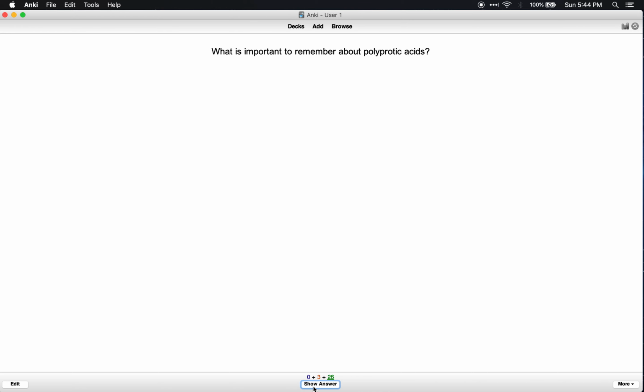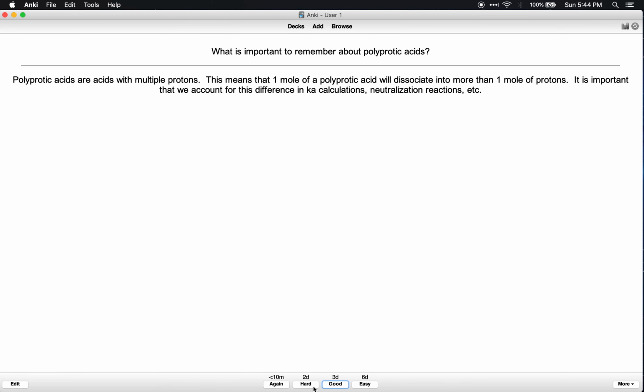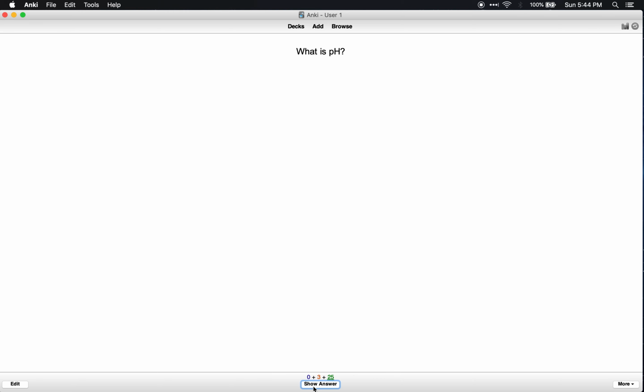Polyprotic acids can dissociate more than once, so 1 mole of polyprotic acid would dissociate into more than 1 mole of protons. pH is the negative log of H plus. What parameters define the strength of an acid or base? Ka and Kb.